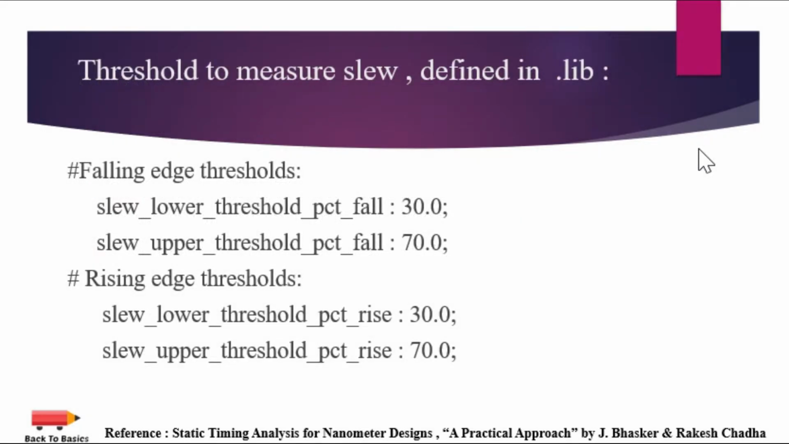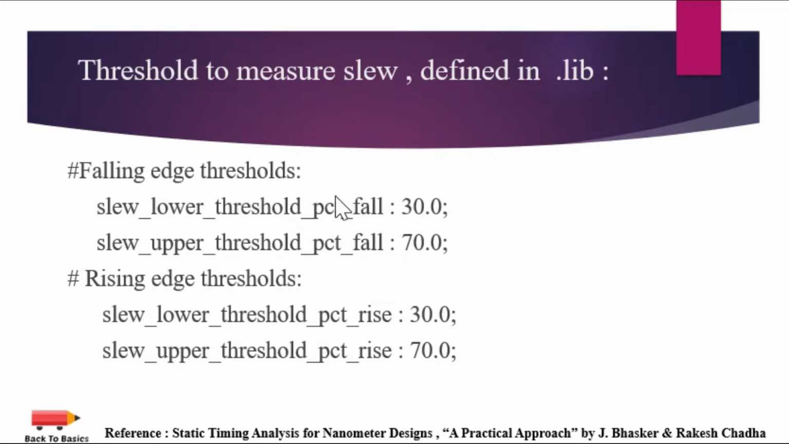Now how do we measure the slew of a waveform? As we saw in the case of propagation delay, there were certain threshold points that were defined in the .lib with respect to which we were measuring the propagation delay. Similarly, in case of slew also, there are certain threshold points that are defined in the .lib with these four variables with respect to which we can measure the slew of a waveform.